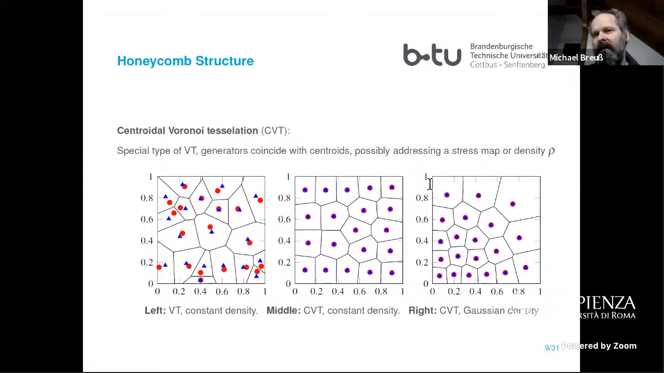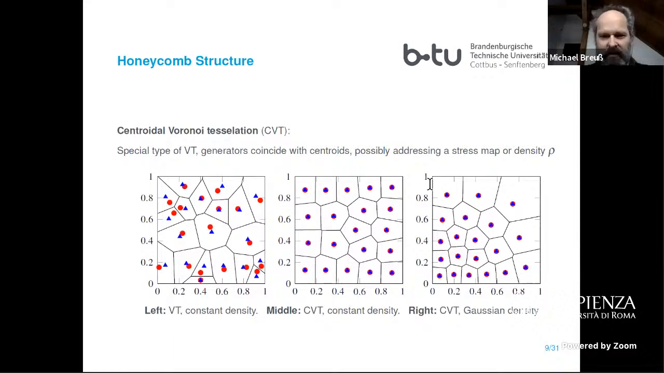But there's a modification of it, and this is the centroidal Voronoi tessellation. In this specific Voronoi tessellation, the generators coincide with the centroids, which means the barycenters of the cells that are generated. And in addition, you can also impose a kind of stress map or some density of whatever you want. So this is a design function that you can impose, and this modifies the distribution and also the shape of your Voronoi cells.